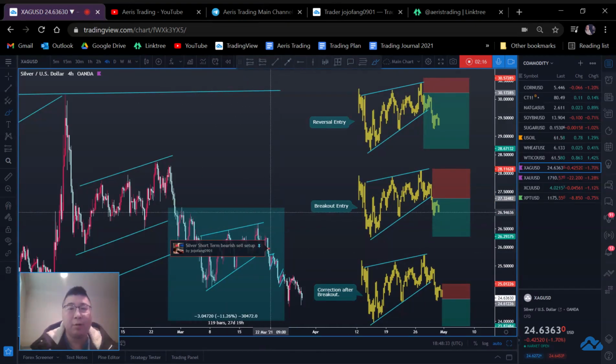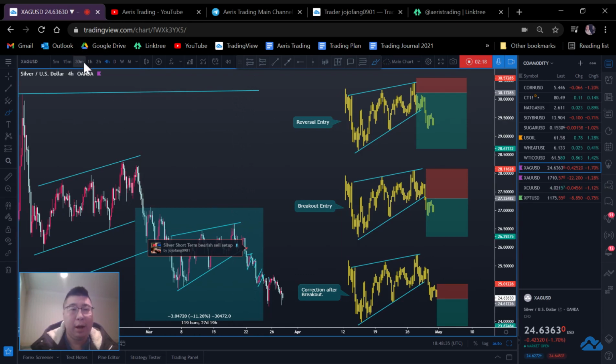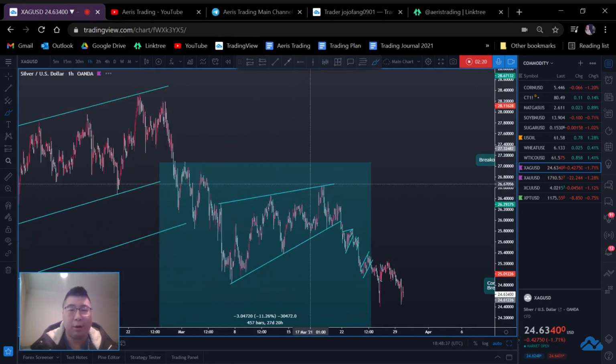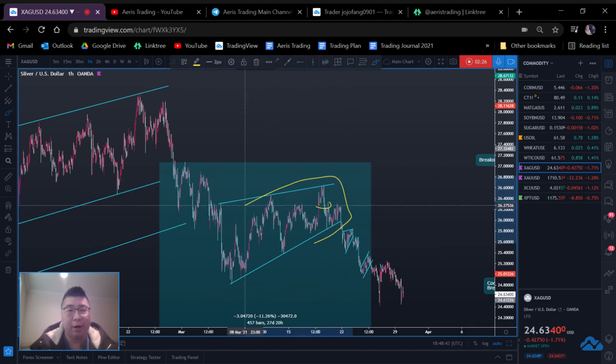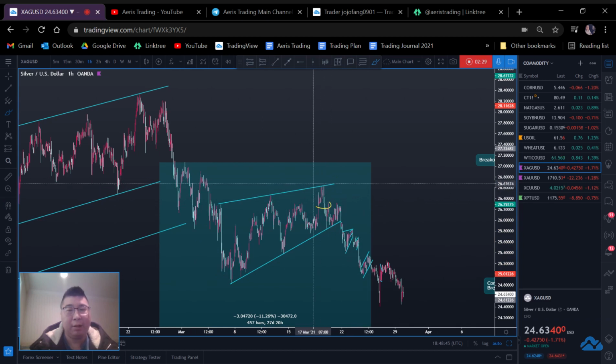So a reversal entry is when we're looking at a correction, let's say this silver correction, and we're going to enter before the price breaks out of this correction, because that is the first possible entry, the first possible risk reward that you can put in, and you can get the maximized risk reward. If the correction finishes, you're going to get the next impulsive phase and you're going to capitalize on this type of entry.